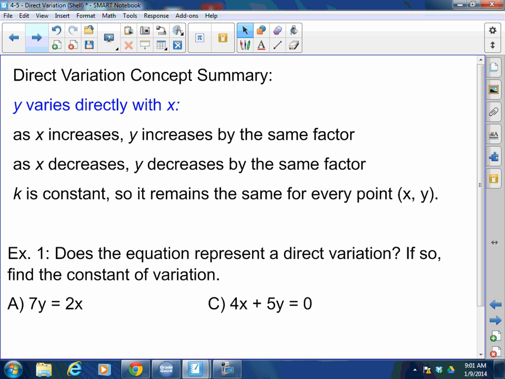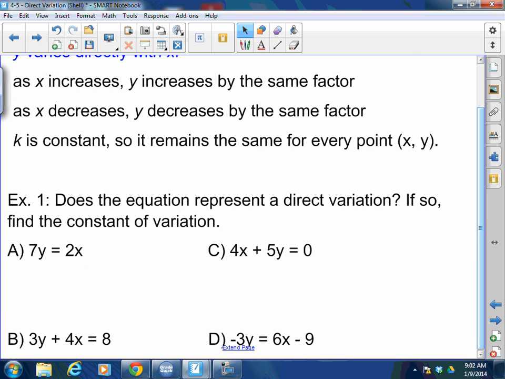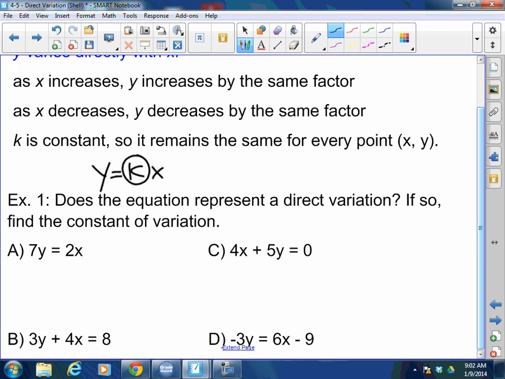For example, does the equation represent a direct variation? If so, find the constant of variation. Well, if it's going to be a direct variation, when we solve for y, it has to be in the form y equals kx, and k is my constant of variation. So for a, to solve for y, I divide by 7. So y equals 2/7 x. Is that a direct variation? Yes. What's my k?